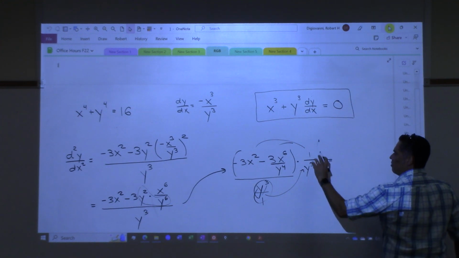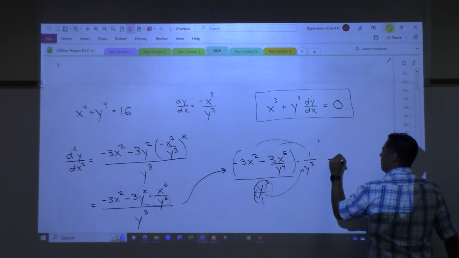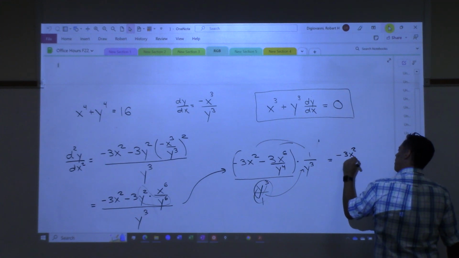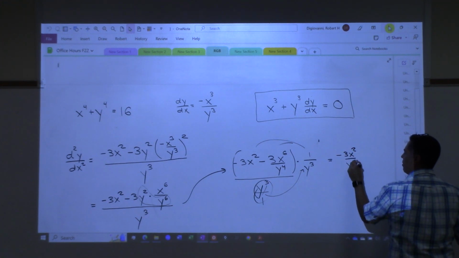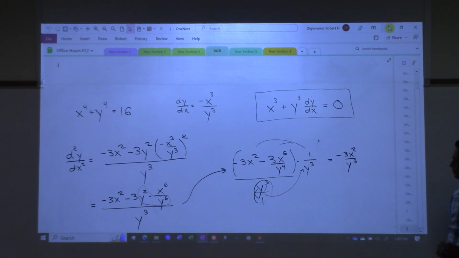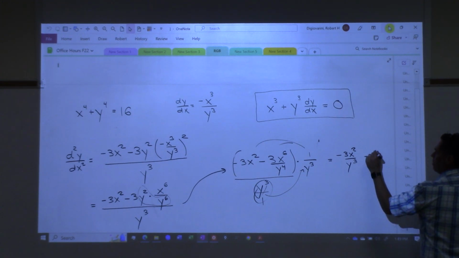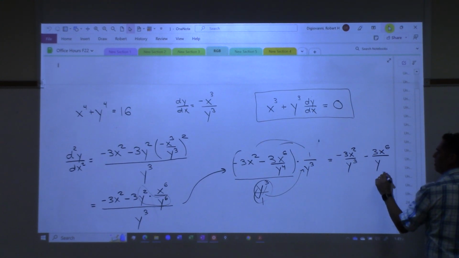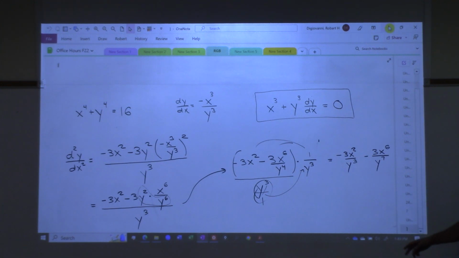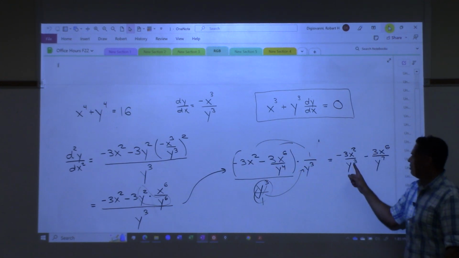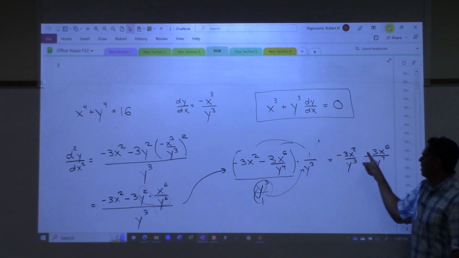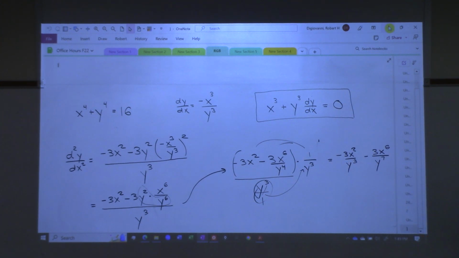Let's multiply that through. This times that gives me negative 3x squared over y to the third, and then minus 3x to the sixth over y to the seventh. So here to here, you just get a y cubed on the bottom. Here to here, it's the same top, but the bottom becomes y to the seventh. Yeah, that look better?